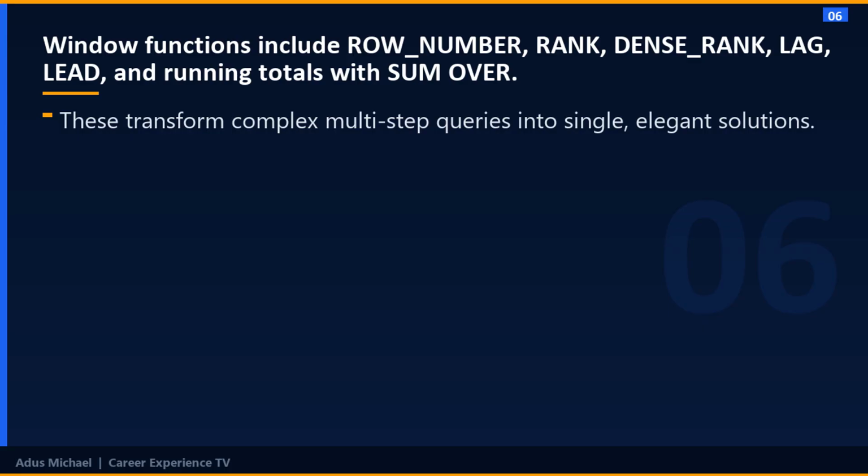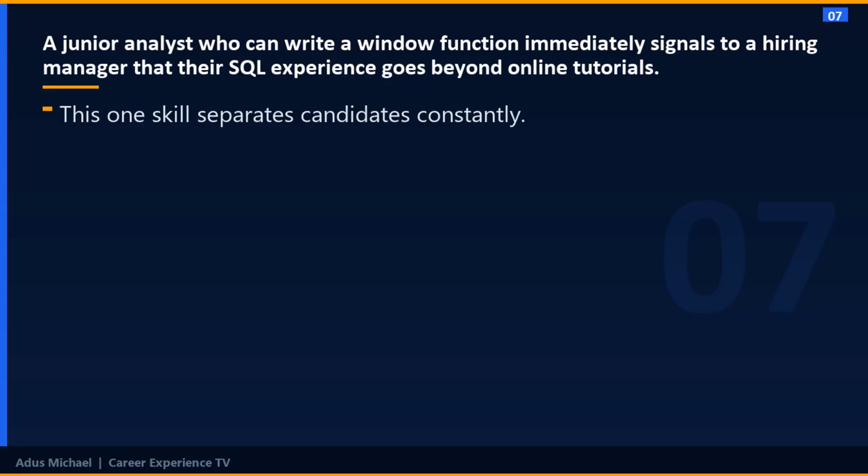Window functions include row_number, rank, dense_rank, lag, lead, and running totals with sum over. These transform complex multi-step queries into single elegant solutions. A junior analyst who can write a window function immediately signals to a hiring manager that their SQL experience goes beyond online tutorials. This one skill separates candidates constantly.